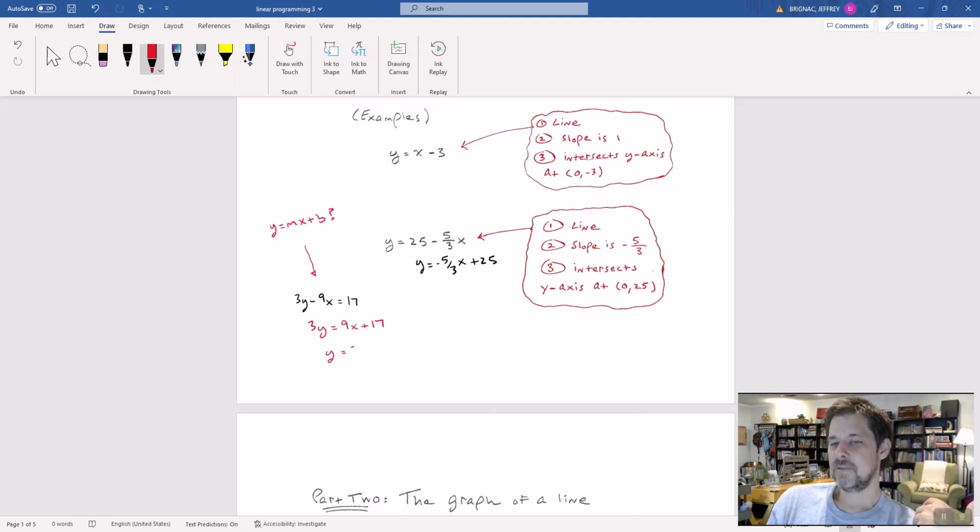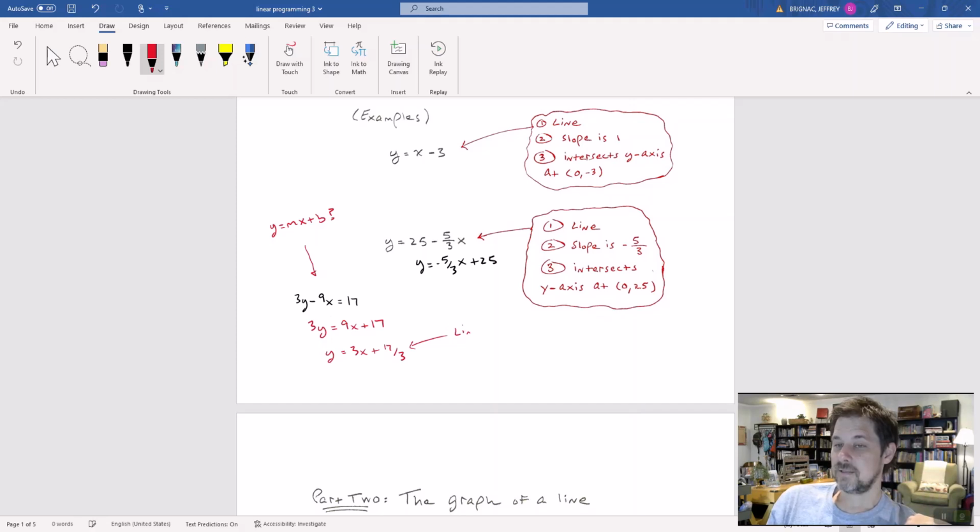What's 9 divided by 3? It's 3. What's 17 divided by 3? Well, that one would reduce to a decimal if we wanted it to, but we're going to leave it as 17/3. Okay, so I solve it for y, and I see it the way that I want.